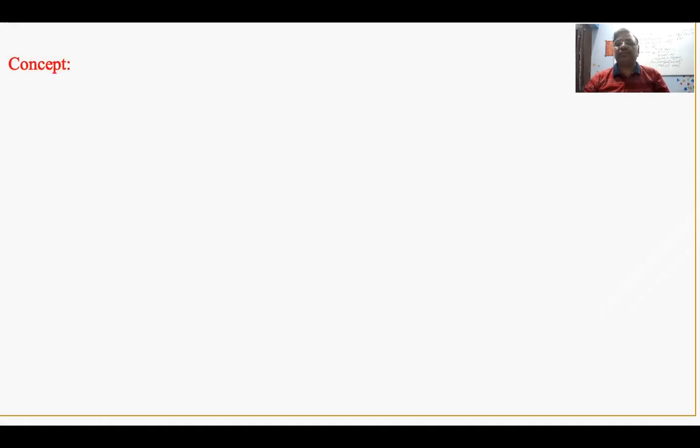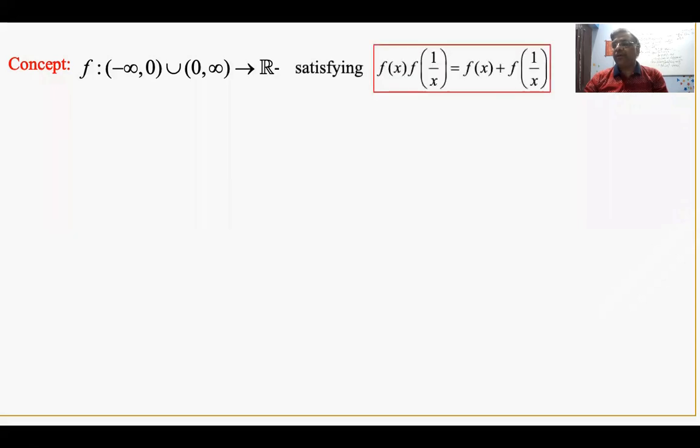The concept is like this. There is a function f from non-zero reals to real numbers. That is minus infinity to plus infinity, except 0. In the middle, 0 is removed. Such a function f is taken, satisfying the condition that f of x into f of 1 by x is equal to f of x plus f of 1 by x. That is, f of x and f of 1 by x, two quantities, their product is equal to their sum.